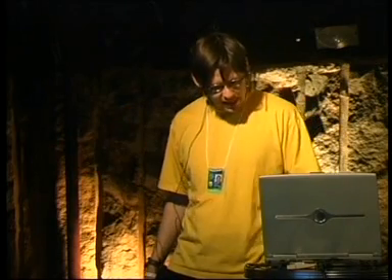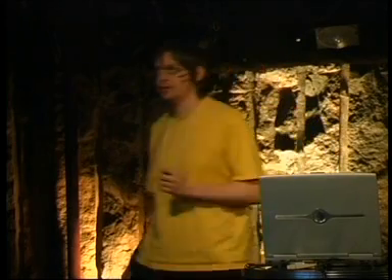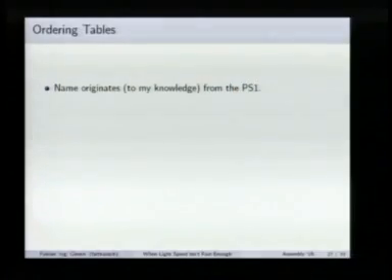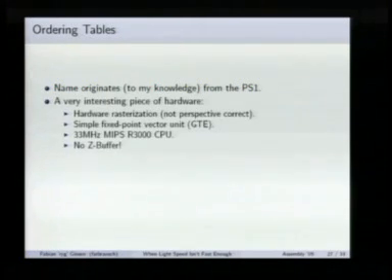And the type of algorithm I'm talking about is the simple algorithm called ordering tables. This name originates, to my knowledge, from the Sony PlayStation 1. Maybe wrong there, but it doesn't really matter. And the PlayStation 1 is a very interesting piece of hardware to look at, because it has support for hardware rasterization. It can render triangles, although completely without perspective correction, and also, by today's standards, laughable accuracy. But it was able to render triangles in hardware.